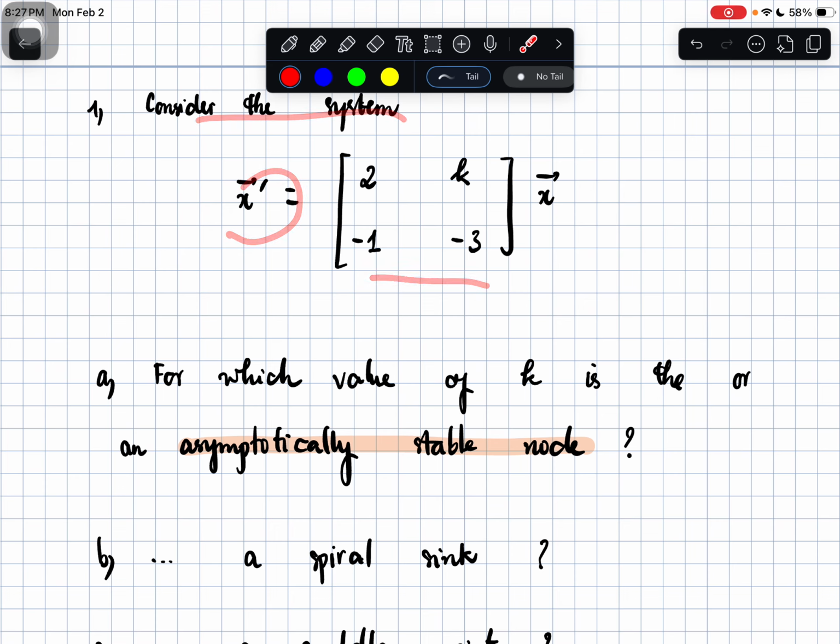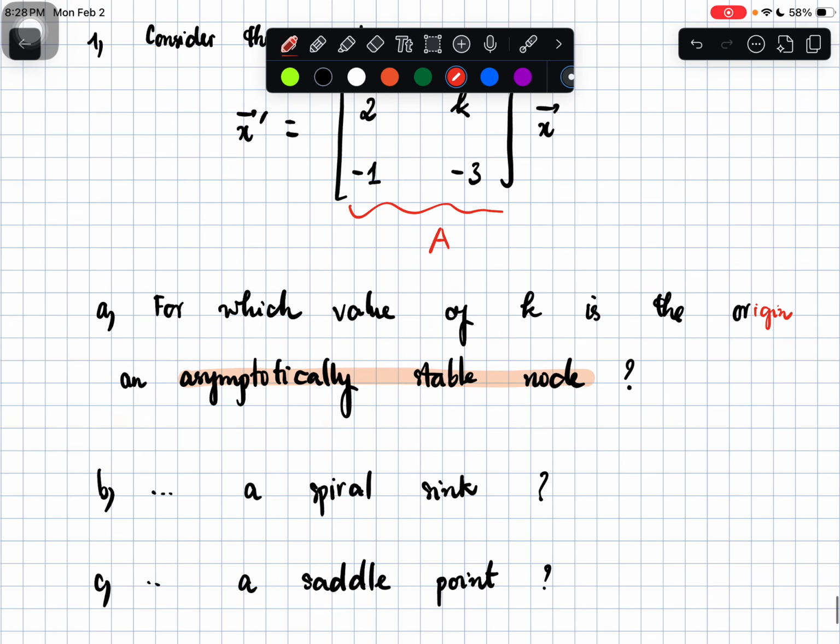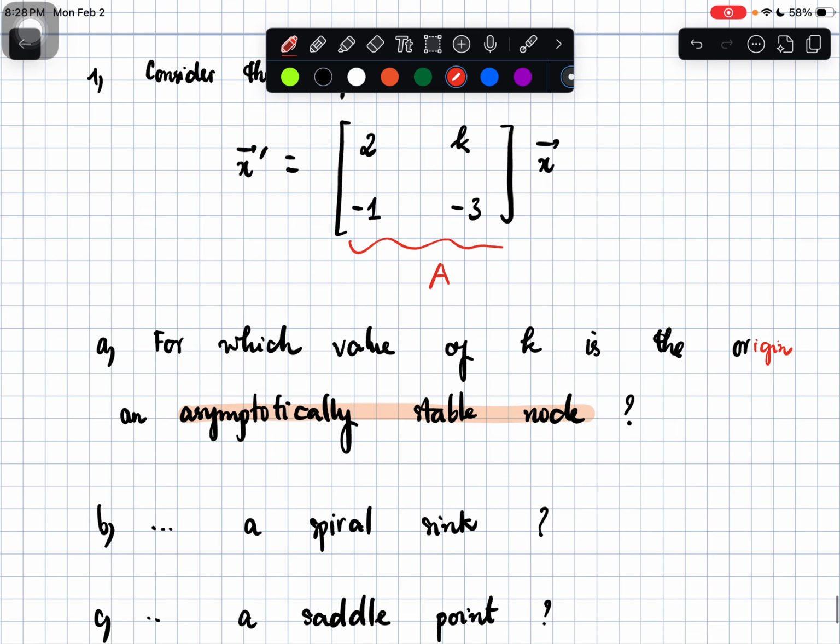x prime equals A times x. Let's call this matrix A times x, where k is a parameter. For which values of k is the origin an asymptotically stable node, for which values of k is it a spiral sink, and for which is it a saddle point? So we can use eigenvalue methods.